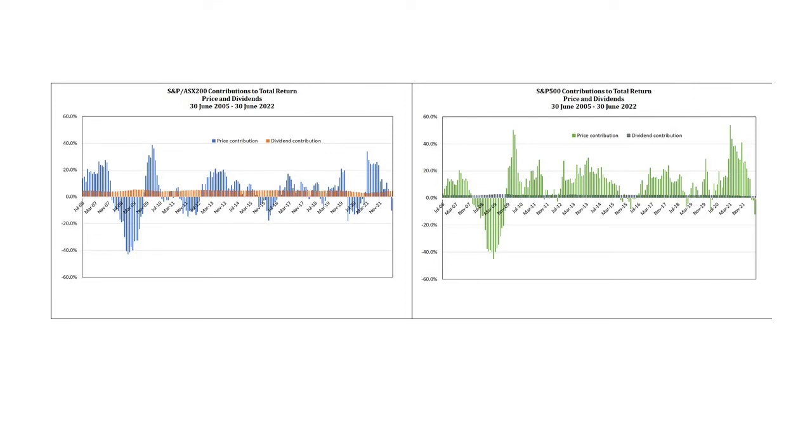US companies have historically had much lower dividend payout ratios than Australian companies, retaining and reinvesting more of their profits into the business. This biases the makeup of shareholder total return to price, rather than income or dividends. The chart now shown compares the annualised contributions to total return for the Australian and US share markets for the period under examination. The much larger contribution of dividends for the Australian market is apparent.